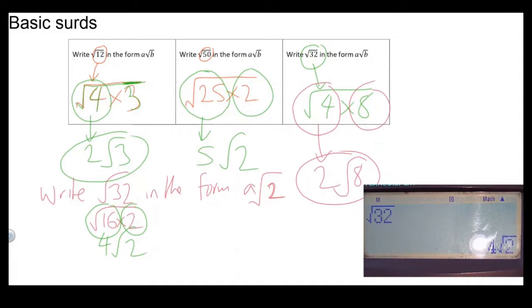I can still, using this 2 root 8 over here, get 4 root 2. If you just look over here, let me just highlight that for you. So this root 8 over here. Well, square root of 8, what two numbers multiply together to give you 8? First number has to be a square number. Obviously that's going to be 4 times 2. Square root of 4 is 2, and then root 2 is just root 2.